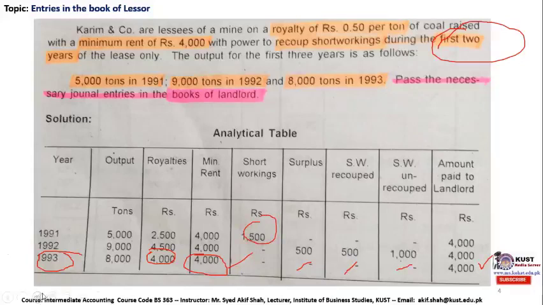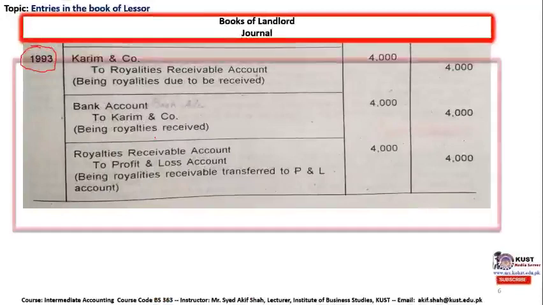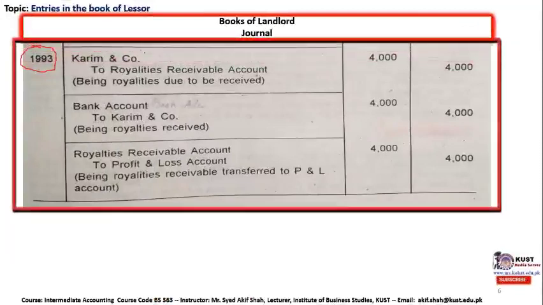The amount paid to the landlord was only 4,000. Let's go back and journalize these entries. So here we can see that Karim and Company, which was the lessee account, as well as the account receivable in the books of the landlord, was debited with 4,000 rupees. And the royalty account, which is an income account or royalties receivable, since these are not yet received, however this is a revenue account, will be credited with 4,000 rupees.